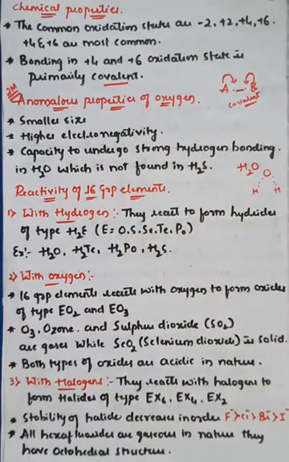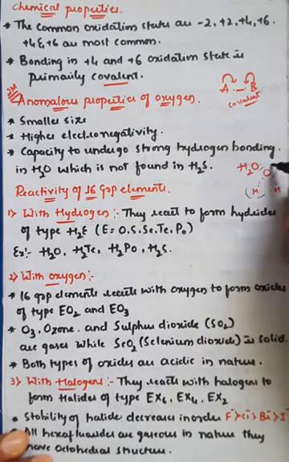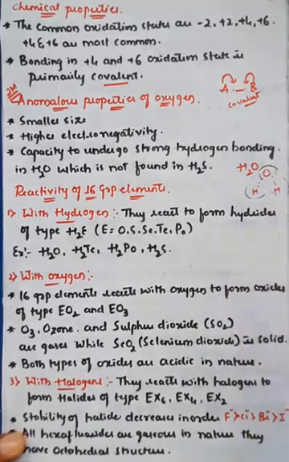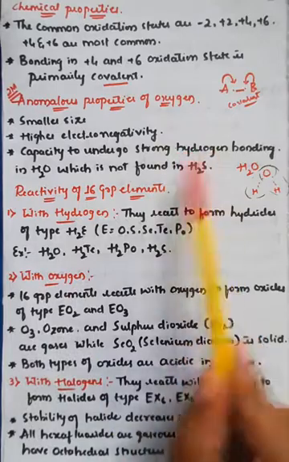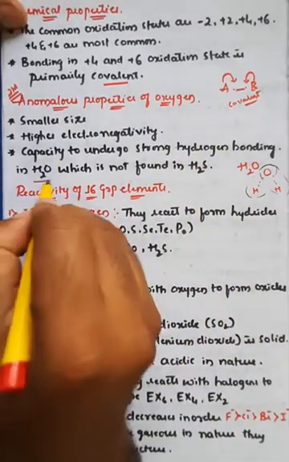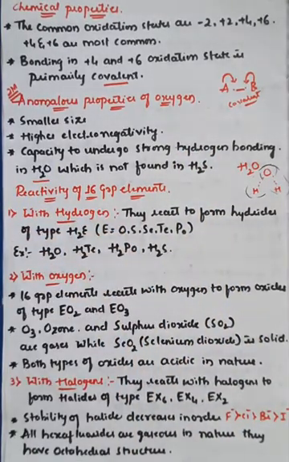Out of all these 5 group 16 elements, oxygen has more electronegativity, so it has greater force of attraction towards hydrogen, because hydrogen is basically positively charged. Therefore there is a chance of formation of this kind of hydrogen bonding, which you can observe in the case of oxygen only. That is the rare property of group 16 elements, the capacity to undergo strong hydrogen bonding in the water molecule, because water, H2O, has one oxygen bonded to hydrogen, which is not found in H2S.